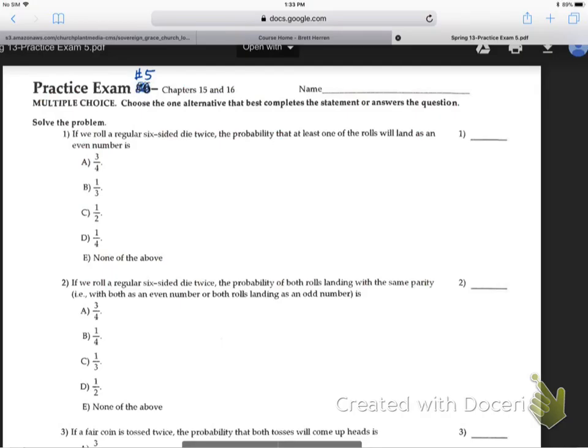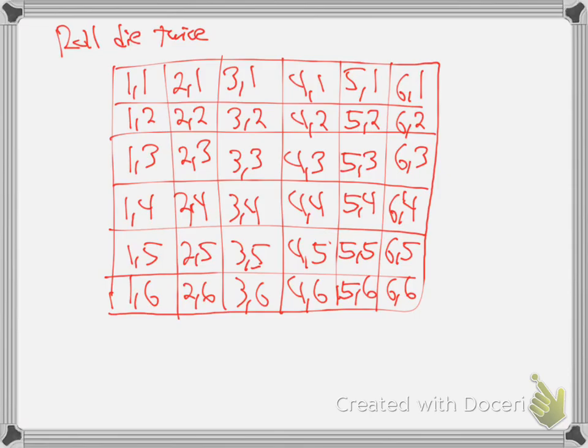You ready? Let's go back to the question now. If you roll 2 dice, what's the probability that at least one of the rolls will land even? At least one of the rolls will land even. At least one of the rolls even. So let's write that down. At least one roll even.